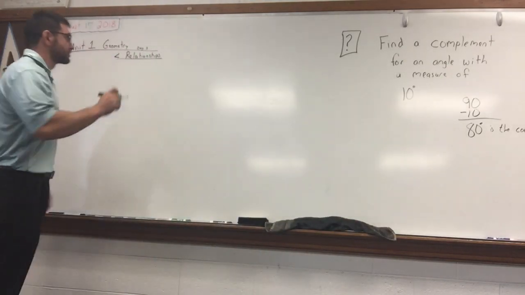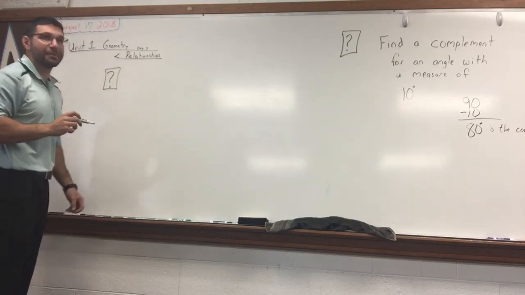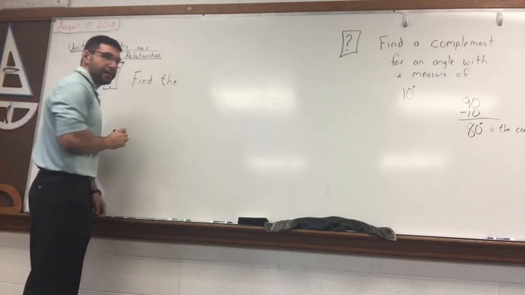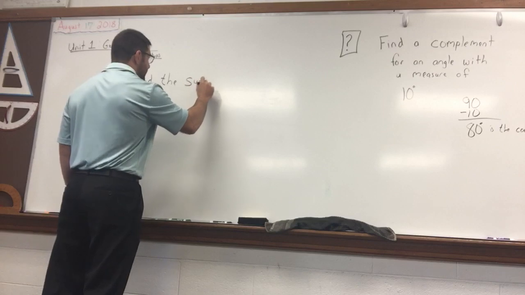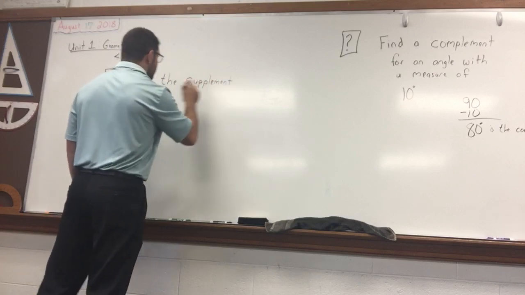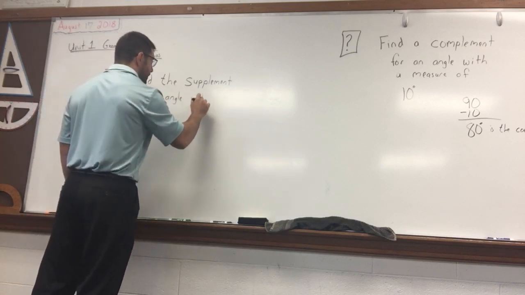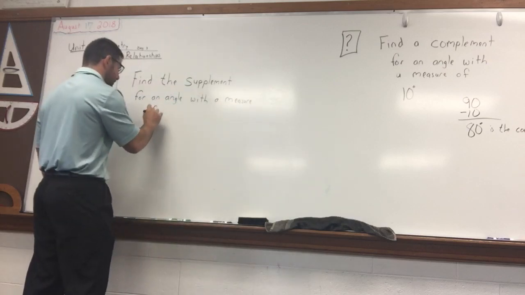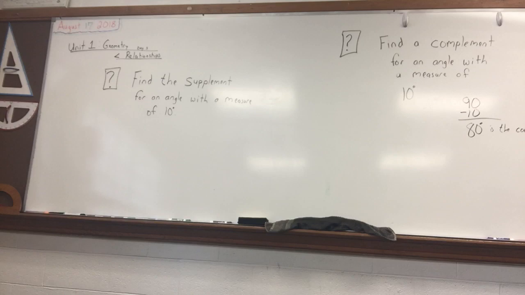Here we go. One more. We're going to do the same thing. Same angle. Find the, what do you think I'm going to put this time? Supplement. Very good. Find the supplement for an angle with a measure of 10 degrees. So if complement, we knew we took 90 minus the angle that we had left over.